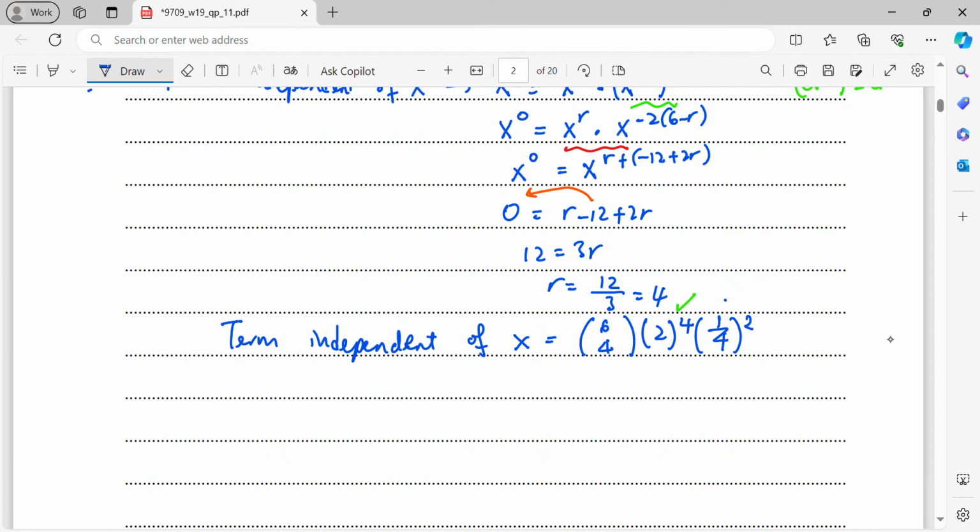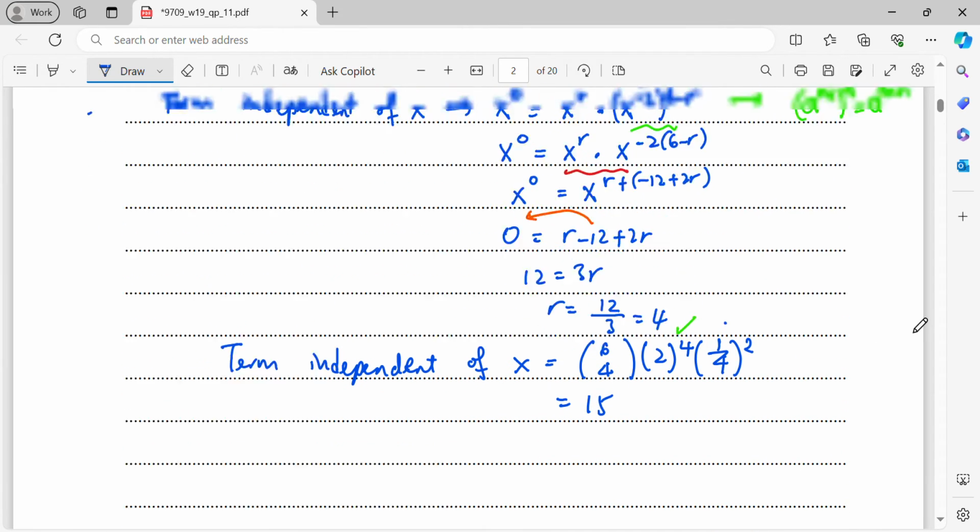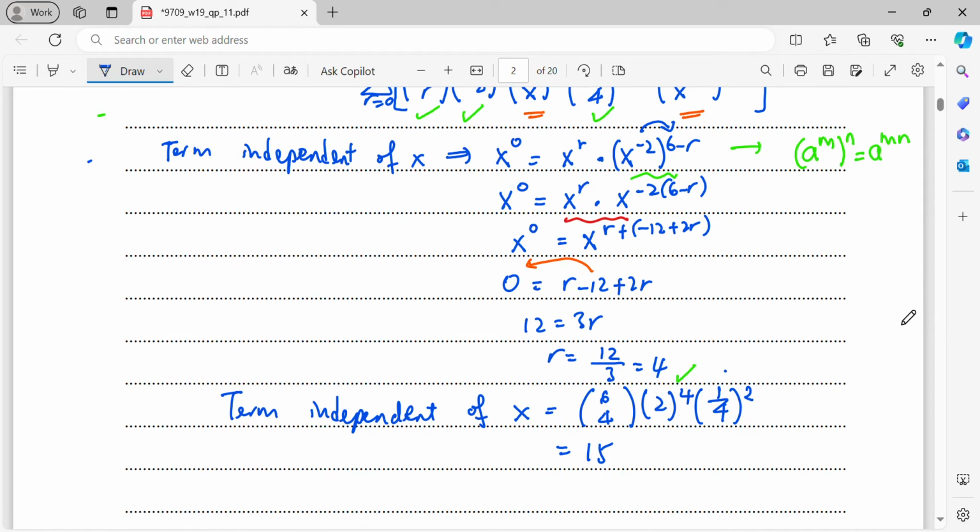Then you will get 15. So that is the solution for the first question.